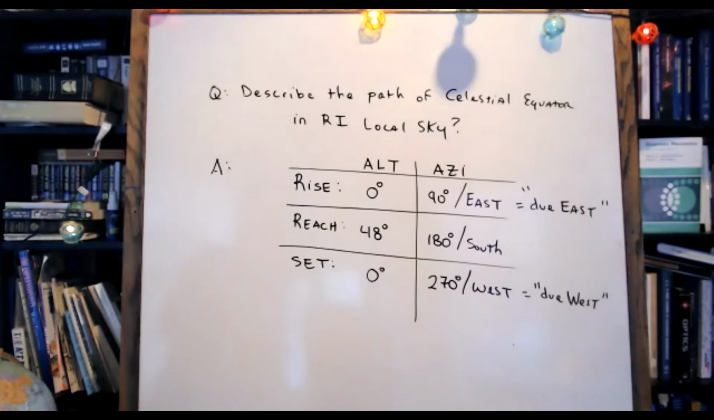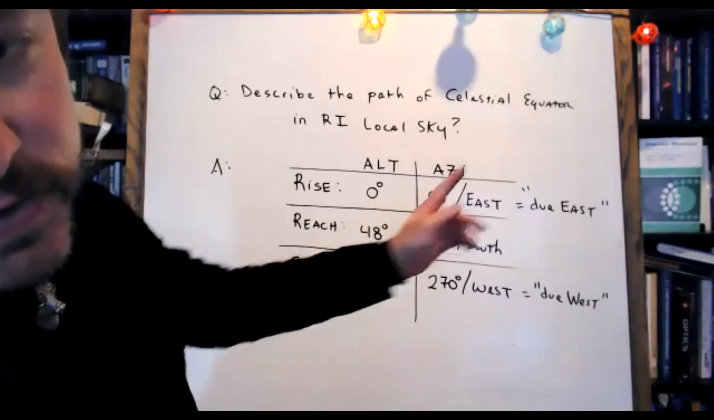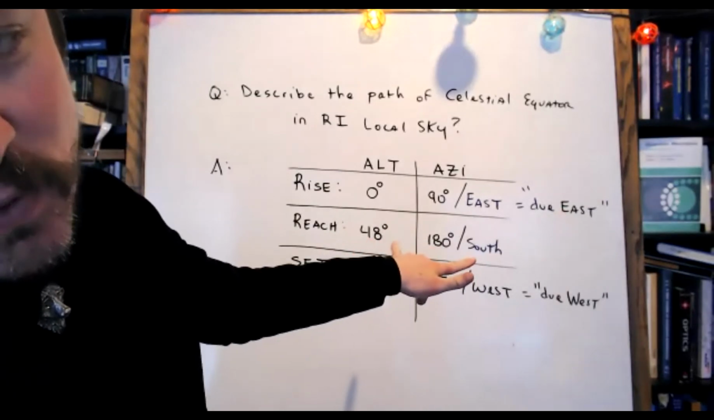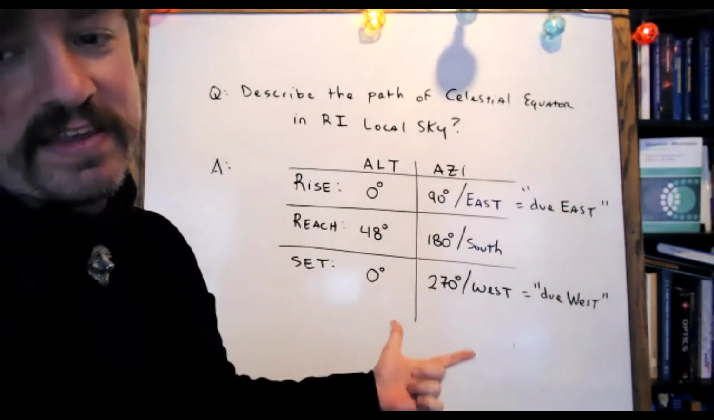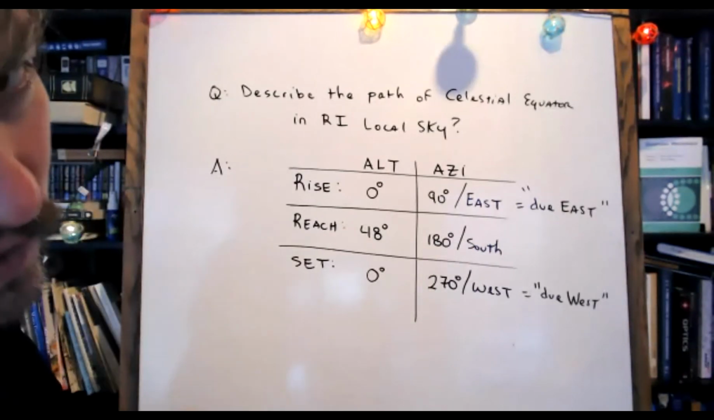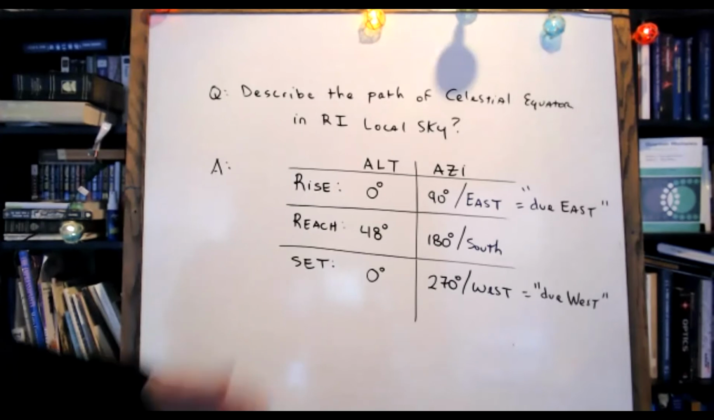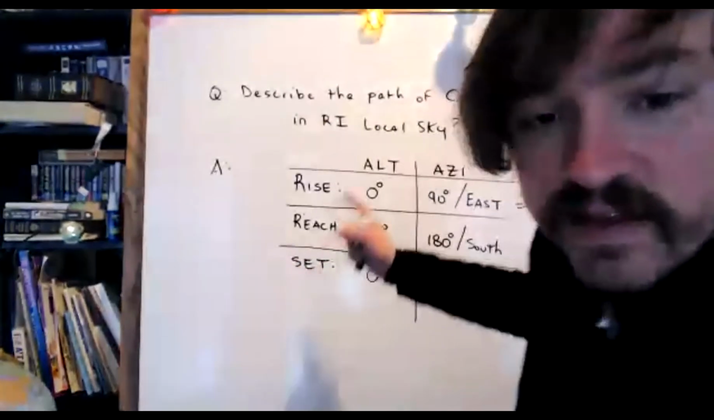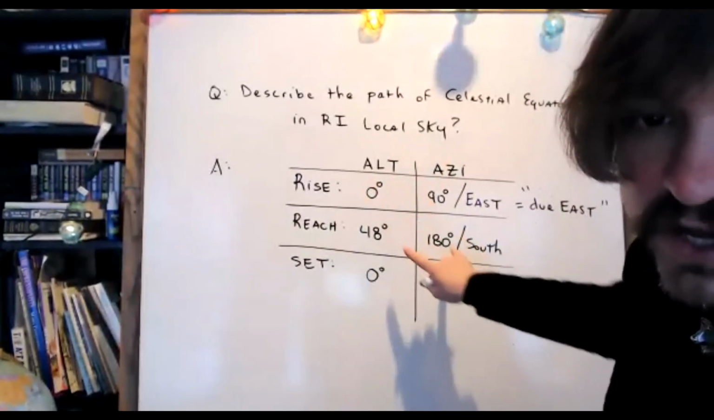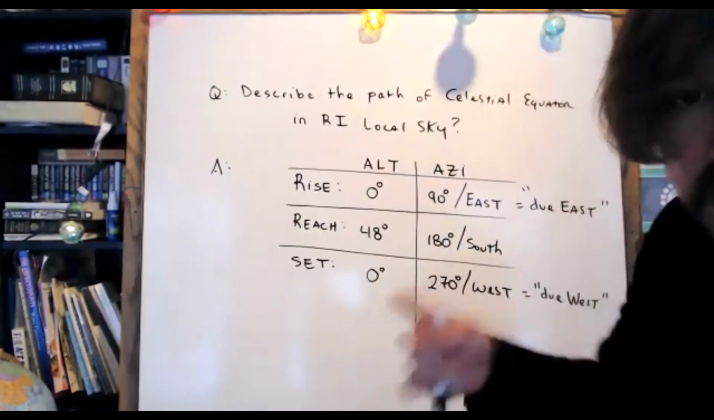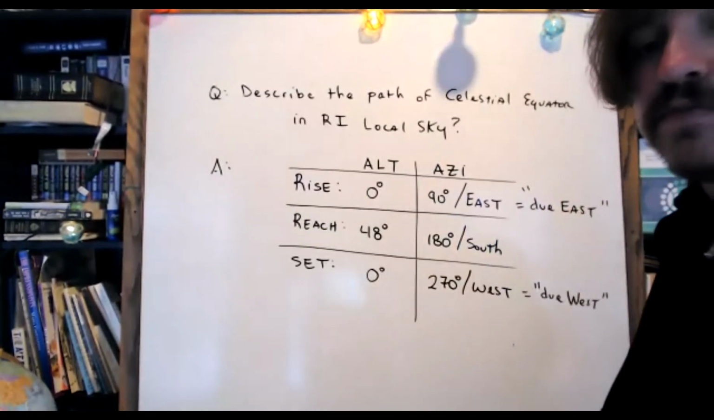Another way to write this answer would have been to say the celestial equator rises due east, crosses your meridian at 48 degrees in the south, and sets due west. That would have been a classy way to say it that had all of the power and specificity of the horizon system. This is how we use the horizon system. Pay attention to this. Notice that it's not so easy when you have to do it yourself. You have to really understand what those definitions mean, and you have to practice.